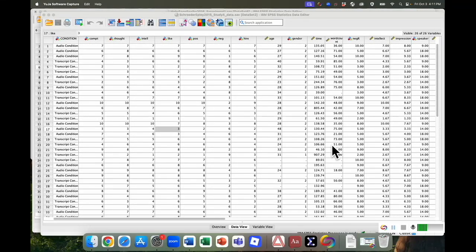Time for an independent samples t-test. With a paired samples t-test, we're comparing the same people on two different measures. With an independent samples t-test, we're comparing two groups of people on the same measure.